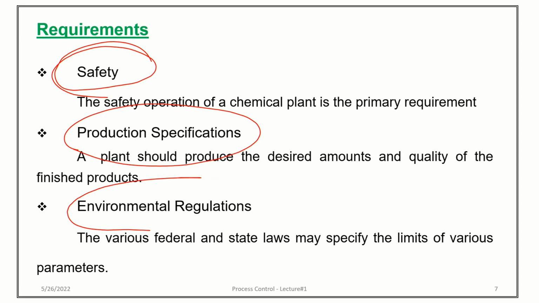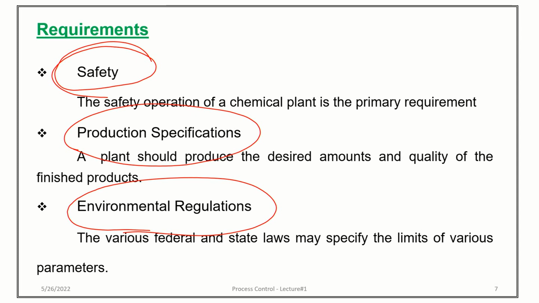So these are all called your production specifications. Then coming to the next requirement, which is called the environmental regulations. I will tell you what is meant by environmental regulation. The various federal and state laws may specify the limits of various parameters. That is, whenever the plant is operated, there may be some conditions on the parameters of the plant.